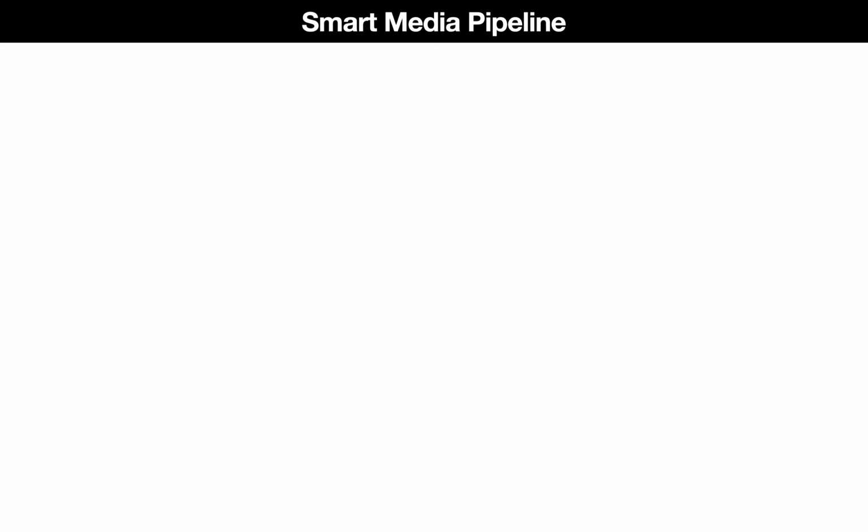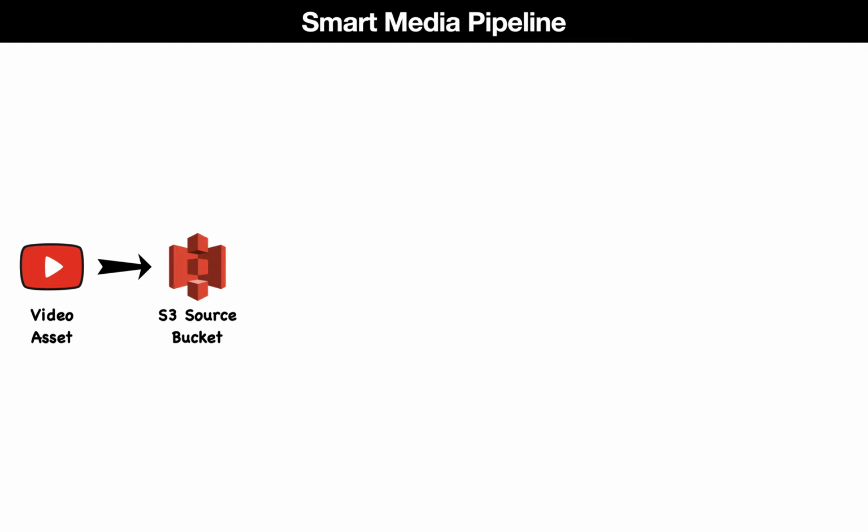Today we're going to build a smart media pipeline, which can take different actions and make decisions depending on the file type. We start with a video asset that can be produced inside your organization or at a partner organization. The file gets dropped onto an S3 bucket. We call it the S3 source bucket. Reshuffle connects to S3 and tracks files added to this bucket.